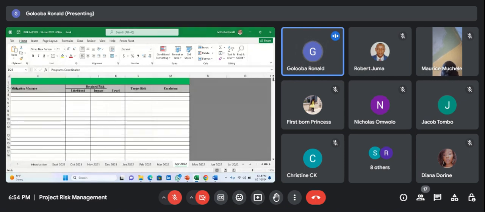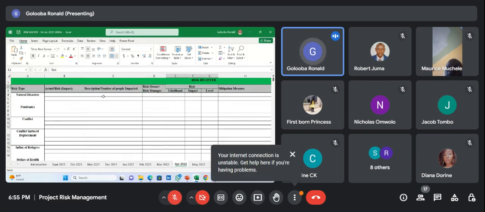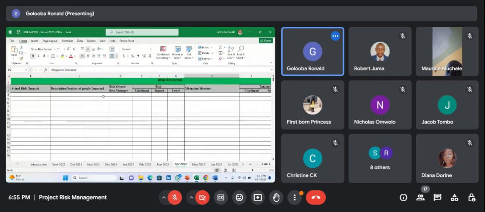So this is a sample risk register. As you can see, it has different risk types. Hope you can see my screen. Yes, it has the different risk types. It has actual risk impact. It has a description and potential number of people that can be impacted, and then it defines who will own the risk. Then it still has the element of likelihood, impact, and level. Then mitigation measure.